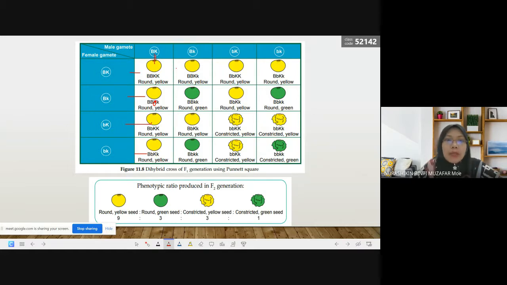Okay, so you don't need to draw this. In the exam also you don't need to draw this, it's just to show you. Okay, so this is the result for Mendel's second law, or what we call dihybrid inheritance. Alright, so from here, we can come up with the ratio also.